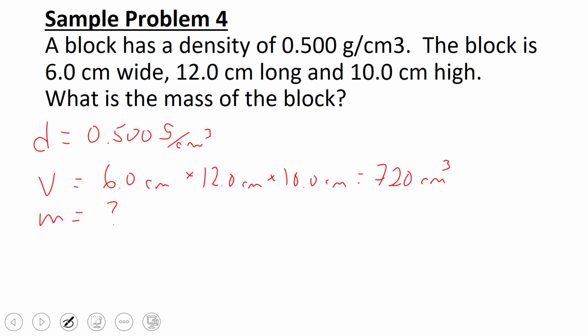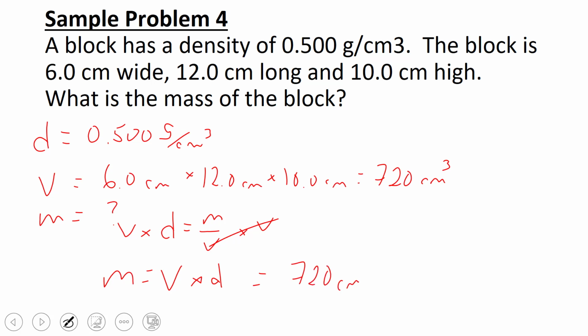And we're looking for mass. Let's see, where do I have room for this? Density is mass over volume. I think I want to get mass by itself, so I just have to multiply the V away from both sides. So I get V times D is equal to M. So now when I substitute, I'm going to take my V, which is 720 centimeters cubed, and multiply by my 0.500 grams per cubic centimeter.